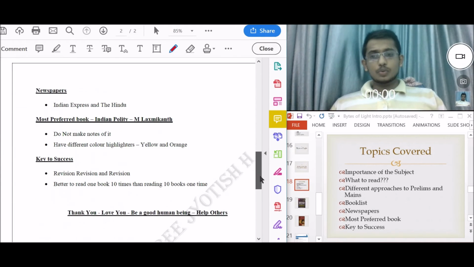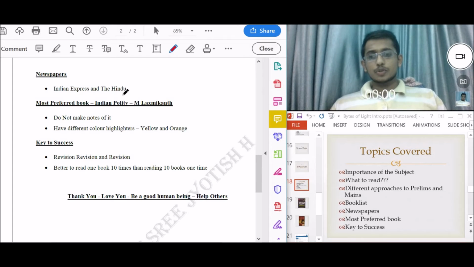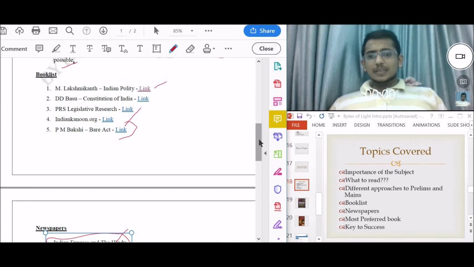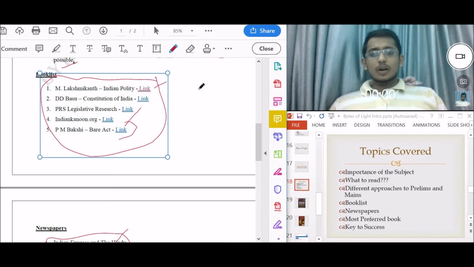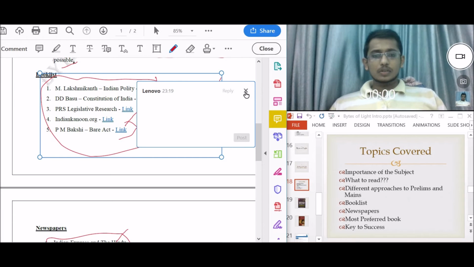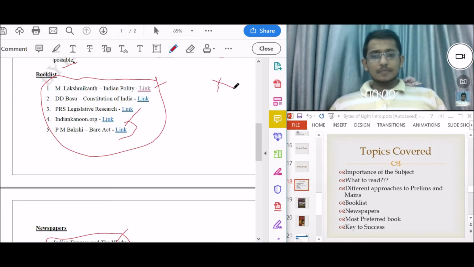So now let's go to the newspapers. The two newspapers are nothing but Indian Express and Hindu. Mainly I follow Hindu. Another important fact among these things is that you will not get enough time to read all these books. You will never get enough time to read all these books. So you need to manage your time, and I'm going to tell you how.